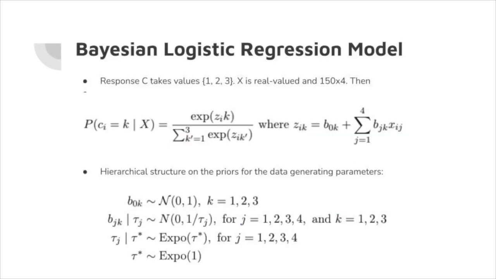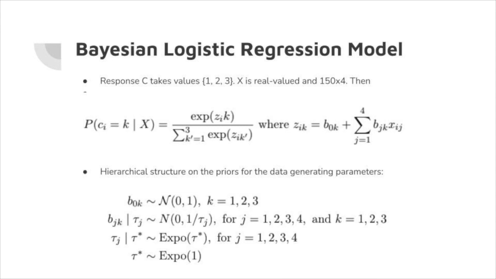To demonstrate how circular coupling might work in practice, we implemented a logistic regression model that Neal suggested at the end of the paper. The response variable C takes on 3 values, and X is a real valued predictor matrix that is 150 by 4. Then the probability that C_i equals k, where k is in 1, 2, or 3, conditioned on the X matrix, is given by the following logistic regression equation.